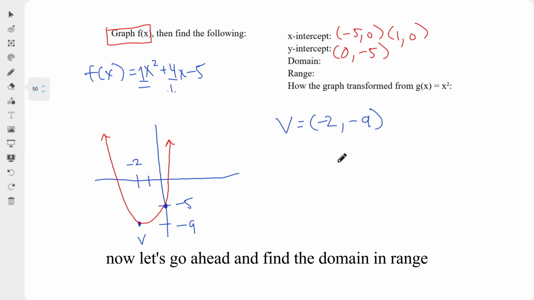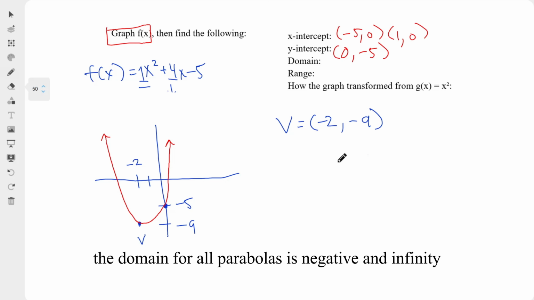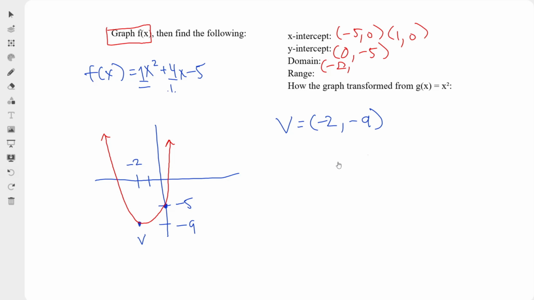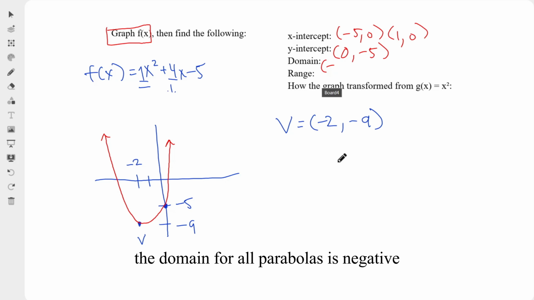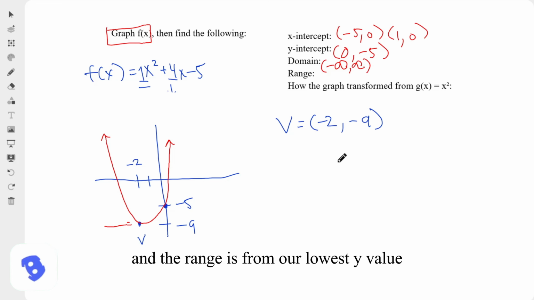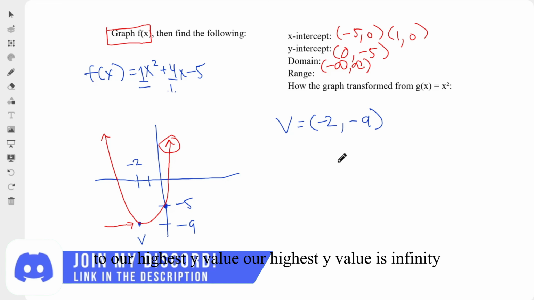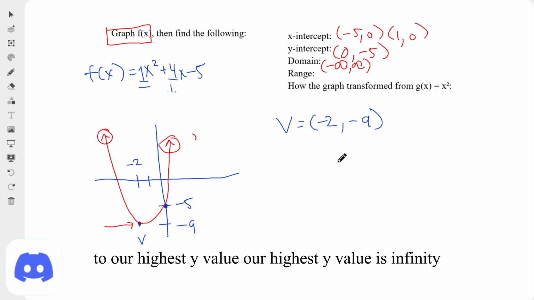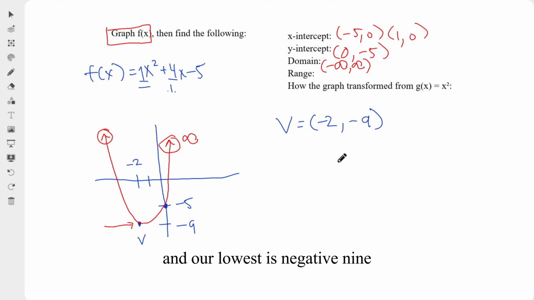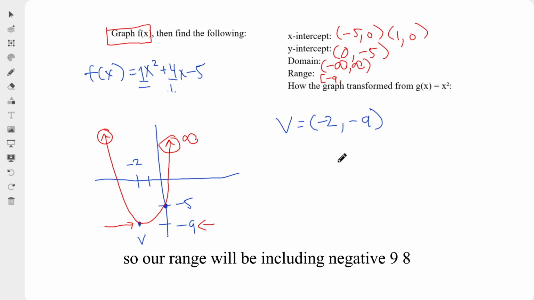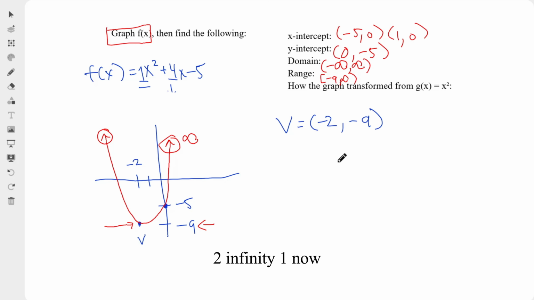Now let's go ahead and find the domain and range. The domain for all parabolas is negative infinity to infinity. And the range is from our lowest y value to our highest y value. Our highest y value is infinity because of these arrows here, and our lowest is negative 9. So our range will be including negative 9 to infinity.